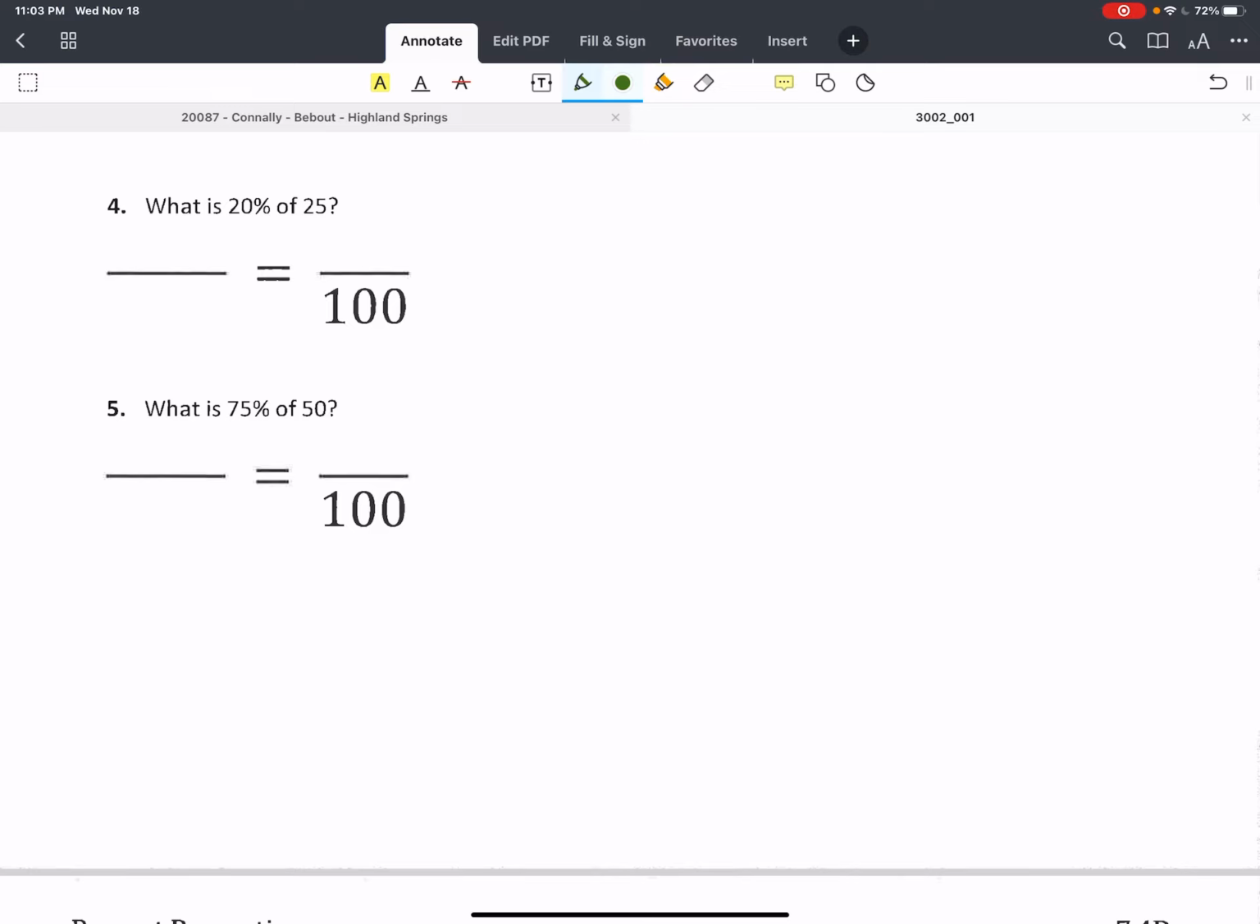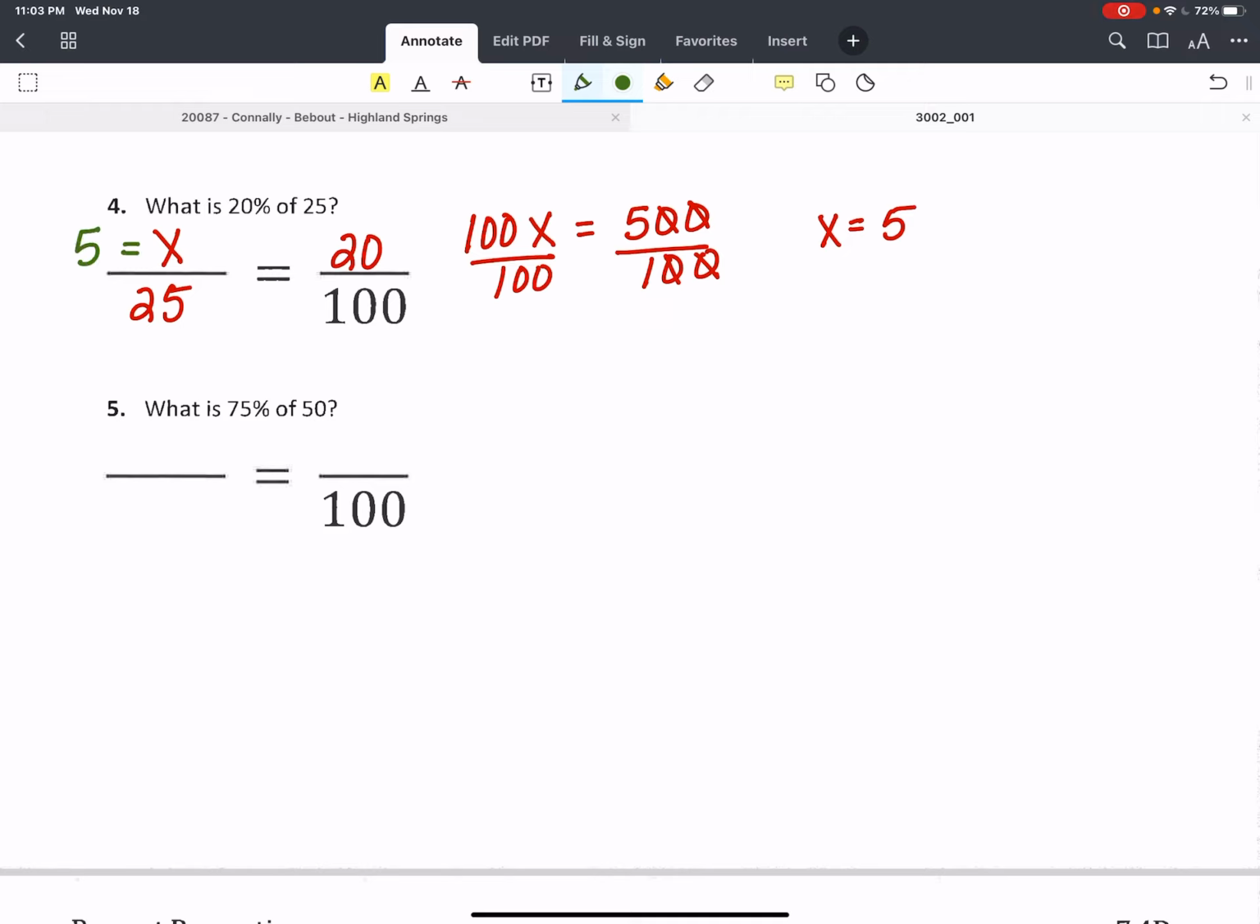All right, guys, so let's continue. Check your work. Number 4, 20% of 25, x. 100x equals, well, 25 times 2 is 50. And then add your 0. Divide by 100. I can take away 2 zeros. So x equals 5. So let's see if it makes sense. If I plug this in for 5, is 5 smaller than 25? Yes. Questions? So check your work. See if you got it right.